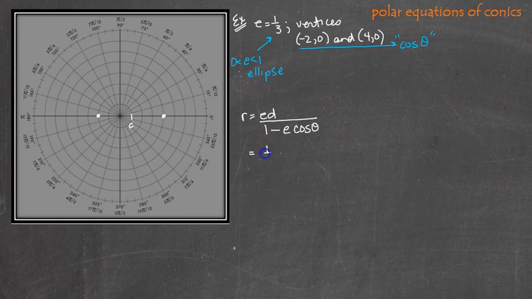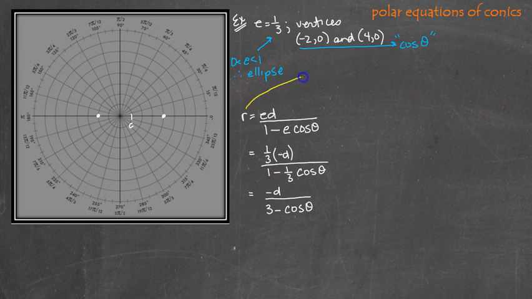So let's plug in everything we know. I know that e is 1/3. I know that d is a negative value, so -d, over 1 minus 1/3 cos theta, which is moving toward our final equation. I don't like these fractions, so I'm going to get rid of them by multiplying everything by 3. In the numerator, 1/3 times 3 is 1, so I get -d. And in the denominator, I get 3 minus cos theta. So now I just have to figure out what d is.